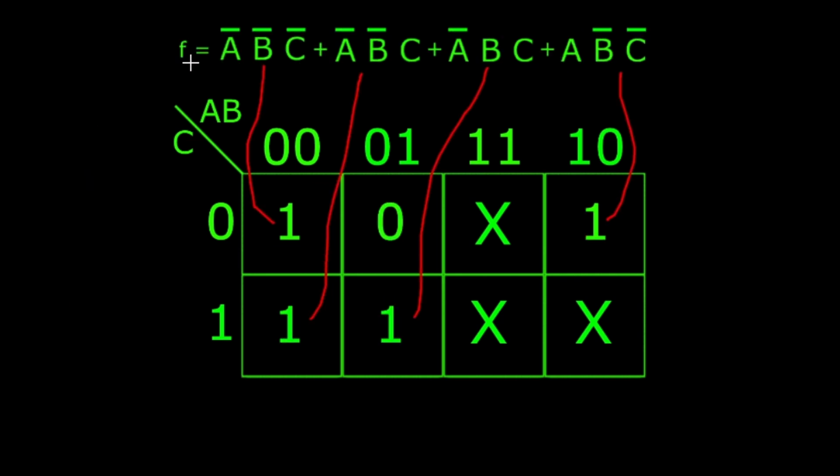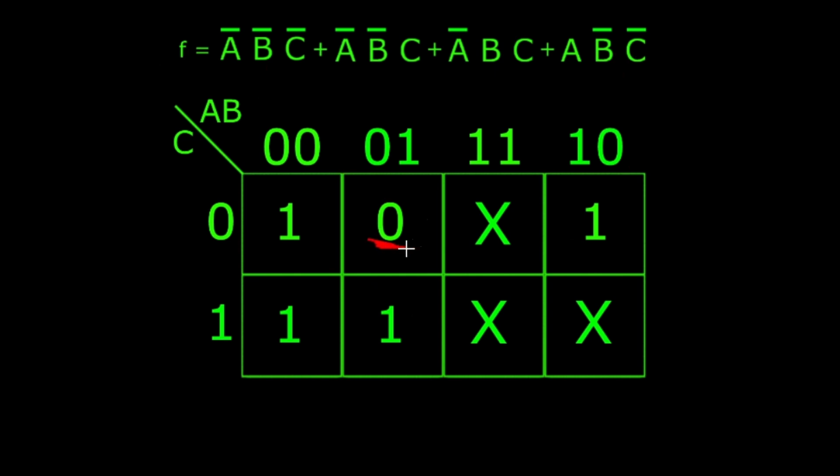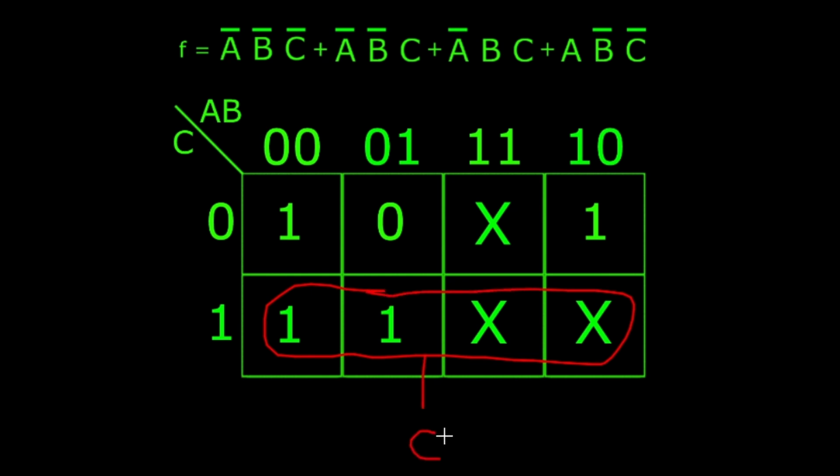So for our F segment, we'll place a 1 into each of the cells corresponding to each of our product terms, and we'll make the last cell a 0. So we want to make our groups as big as possible, so we're going to start with this group of 4 that forms a straight line across the bottom. We're going to simply call this group C, because C is equal to 1 in this whole group, regardless of our A and B inputs.